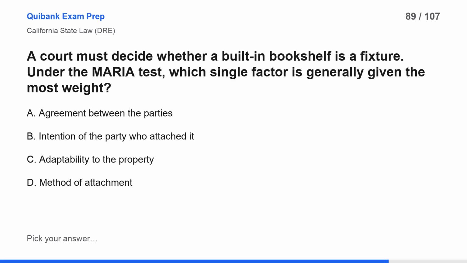Question 89. A court must decide whether a built-in bookshelf is a fixture. Under the MARIA test, which single factor is generally given the most weight? A. Agreement between the parties. B. Intention of the party who attached it. C. Adaptability to the property. D. Method of attachment.